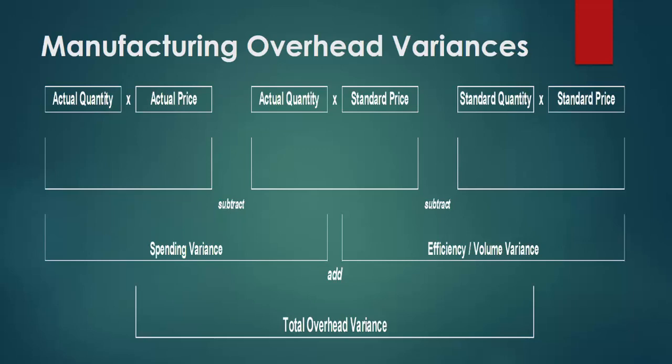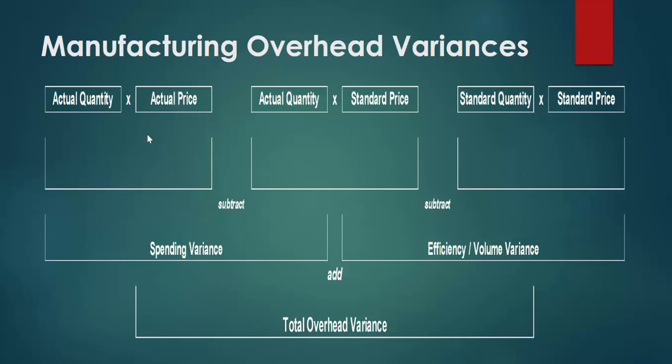This is what the upside-down pyramid would look like for our variances. You're going to take your actual quantity times your actual price to get your first set of numbers. Then you take your actual quantity times your standard price to get your second set of numbers. And then you take your standard quantity times your standard price to get your third set of numbers.